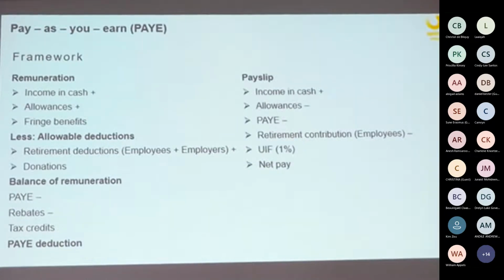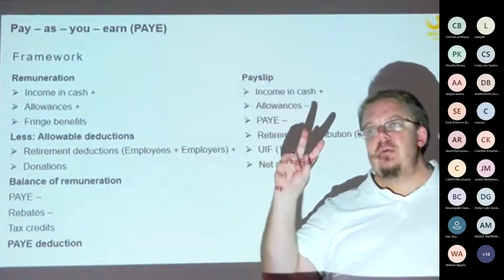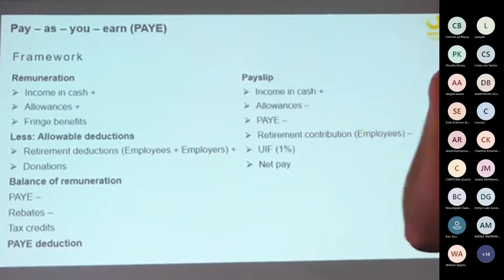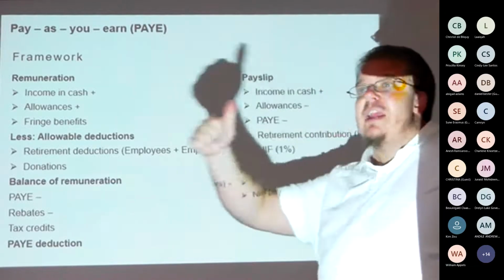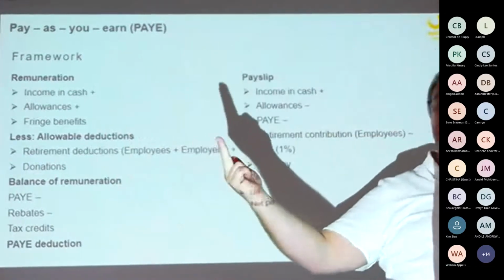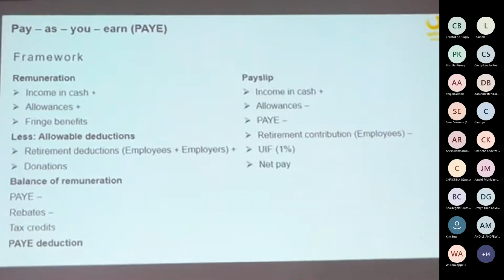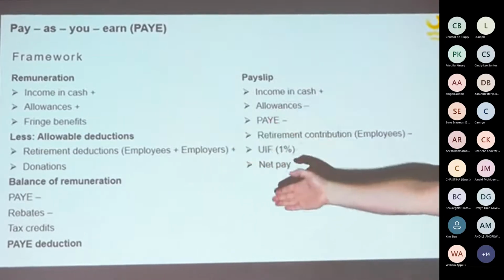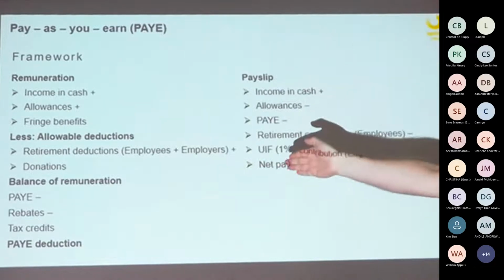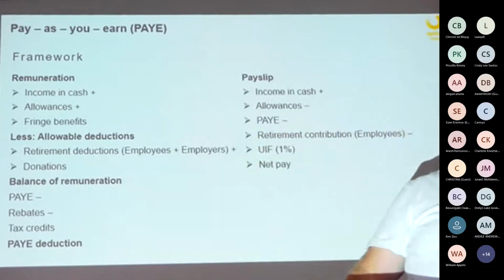Then you get what is called allowable deductions. Now, allowable deductions for an individual, there's only two. The first one is your retirement deductions. This is what is commonly known as pension fund, provident fund, and retirement annuity. Previously, there were all kinds of rules for all of these things. At the moment, they've simplified it, and they've basically said you can deduct your retirement contributions up to a limit of 27.5% of your remuneration.